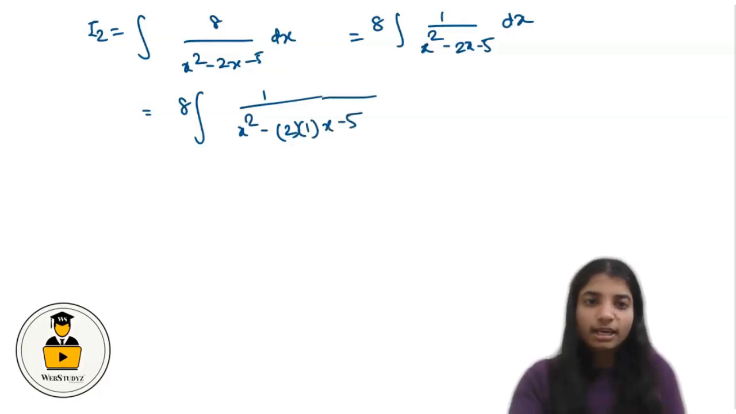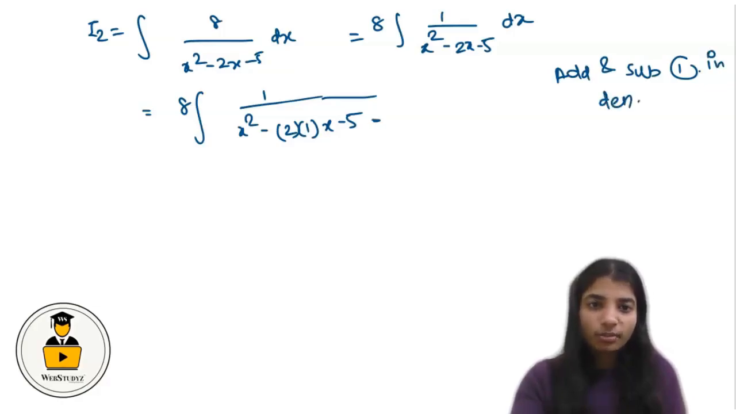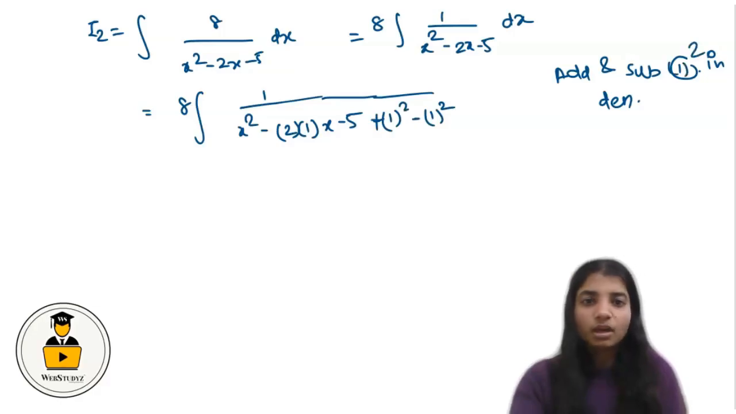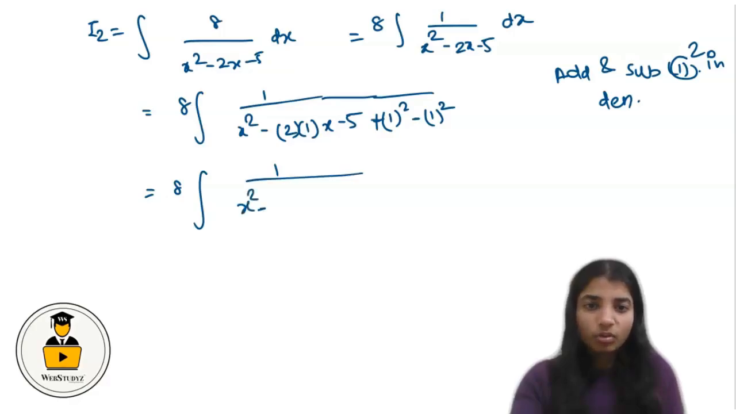In order to form the identity, we are going to add and subtract 1 in the denominator inside the square root. So this from here is equal to plus 1 and 1 square is equal to 1, minus 1 square. So this becomes the integral of 1 divided by the square root of x raised to the power 2 minus 2 multiplied by 1 multiplied by x plus 1 raised to the power 2, minus 5, and this is minus 1, minus 1 square, multiplied by dx.